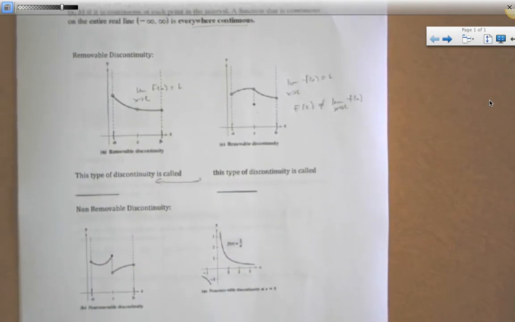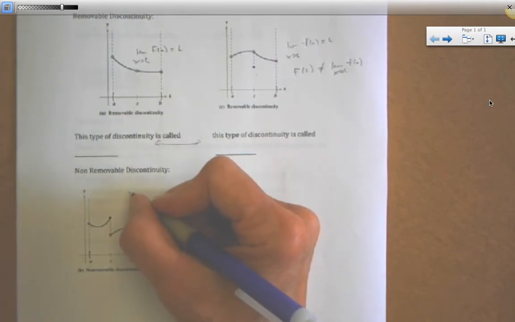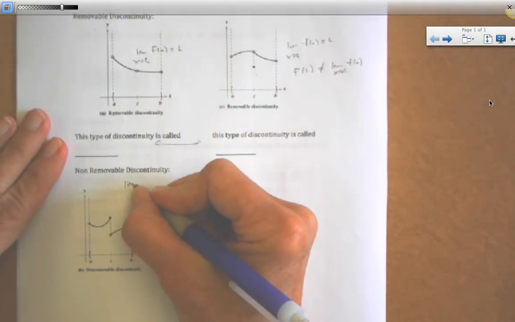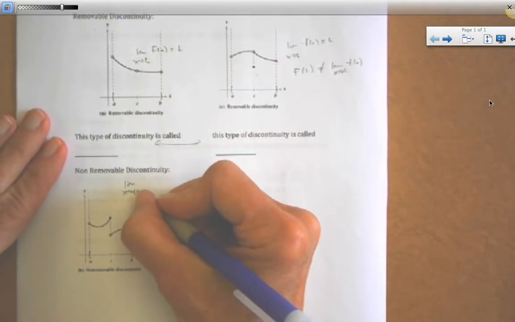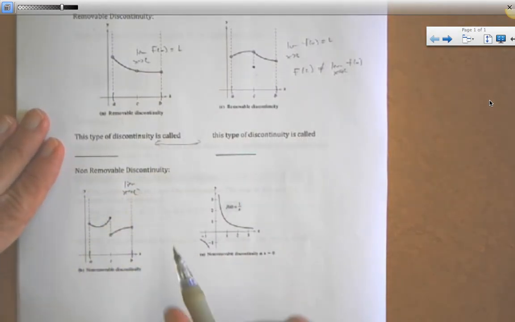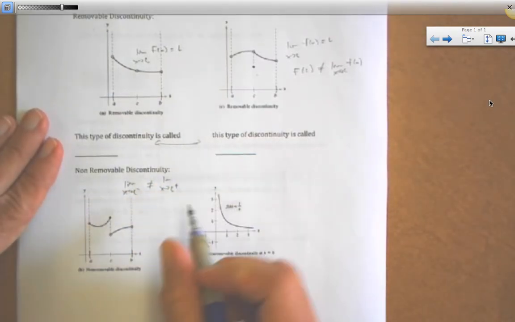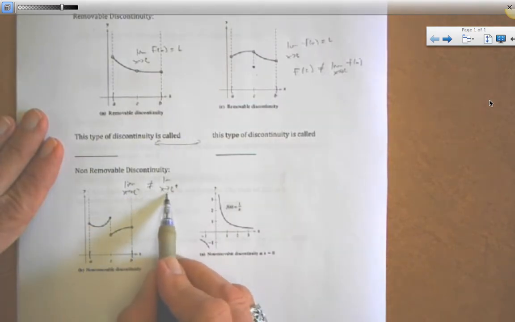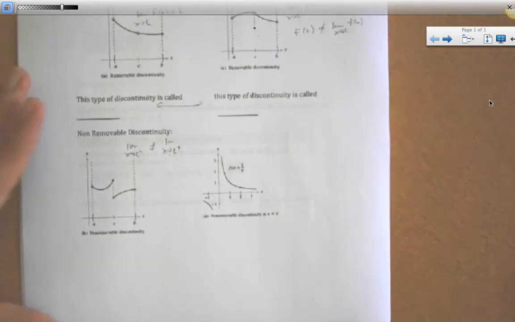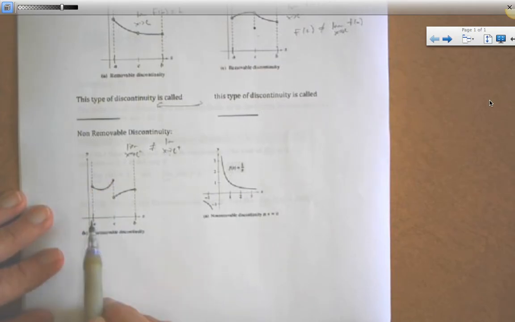All right, non-removable discontinuity means that the limit coming from the left and the limit coming from the right are not the same. The limit as x approaches c from the left does not equal the limit as x approaches c from the right. This notation is new, and we're going to include that in the notes today. Notice that coming from the left, this y value is not the same as that y value. This is called non-removable discontinuity.